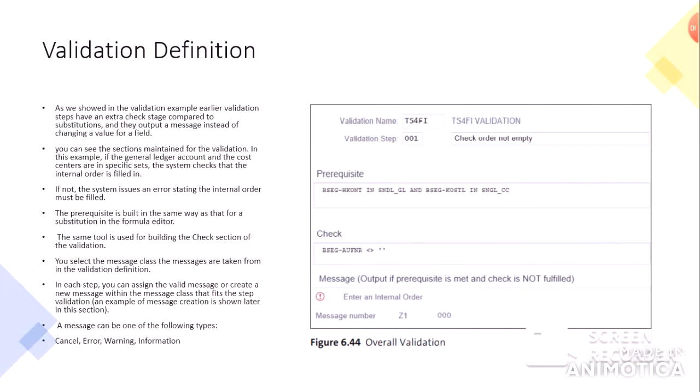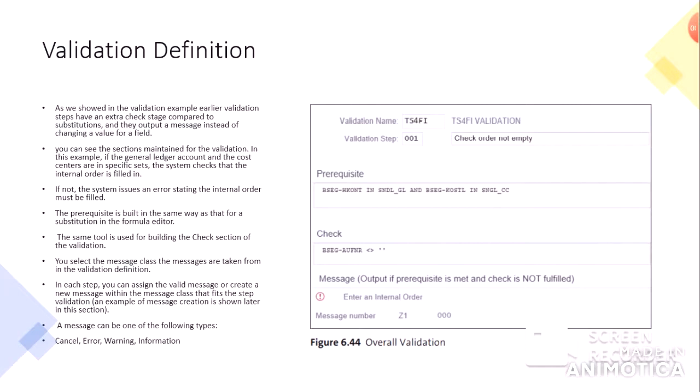In this example, if the general ledger account and the cost centers are in specific sets, the system checks that the internal order is filled in. If not, the system issues an error stating the internal order must be filled. The prerequisite is built in the same way as that for a substitution in the formula editor. The same tool is used for building the check section of the validation. You select the message class.